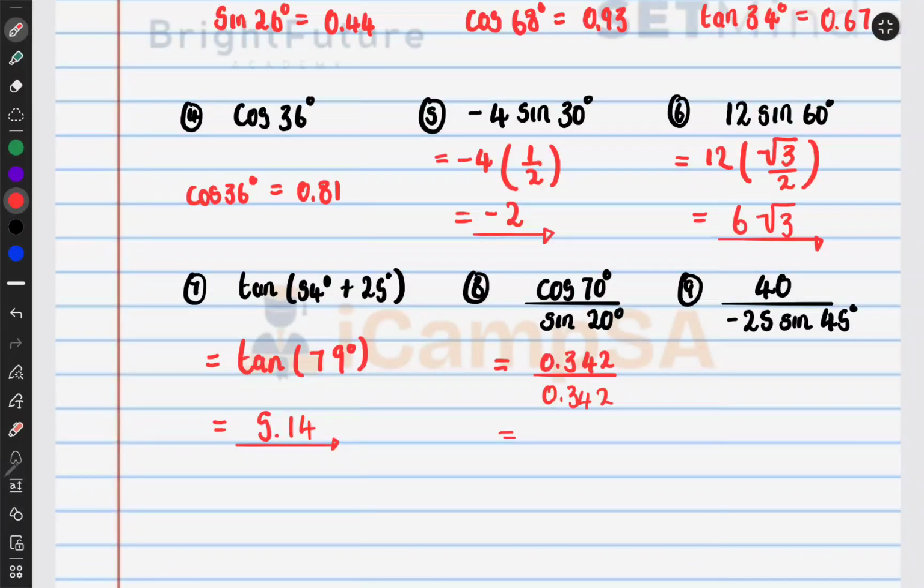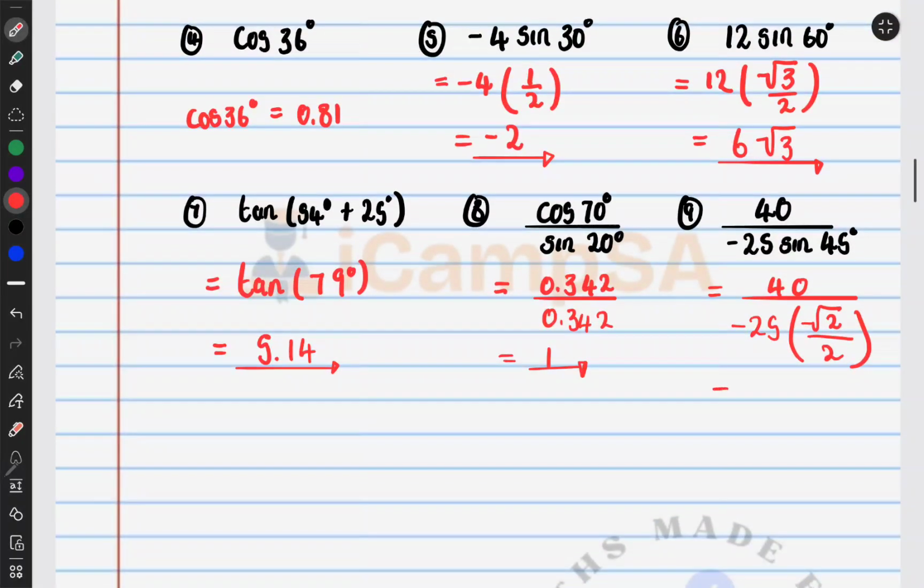0,342. Therefore, this is actually equal to 1. Okay, and then next for number 9, we have 40 over negative 25 sine 45. So this is going to be equal to, let's say, 40 over minus 25 into what is sine 45. Let's evaluate the trigonometric ratio first. Sine 45 is root 2 over 2. You can punch this in your calculator.